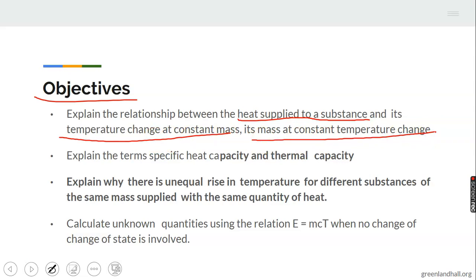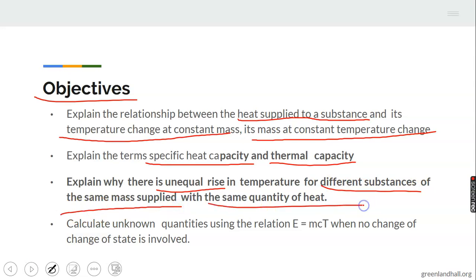Two, explain the terms specific heat capacity and thermal capacity. Explain why there is an unequal rise in temperature for different substances of the same mass supplied with the same quantity of heat. And lastly, to calculate an unknown quantity using the relationship E equals mcθ, where θ is the temperature change, c is known as specific heat capacity, and m is the mass, when no change of state is involved.